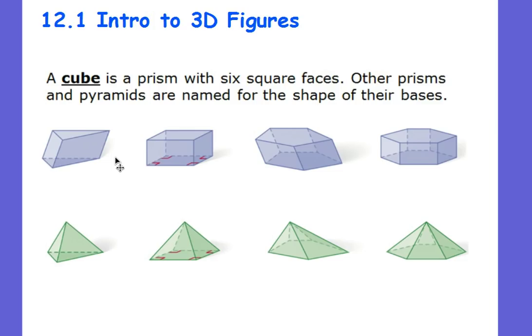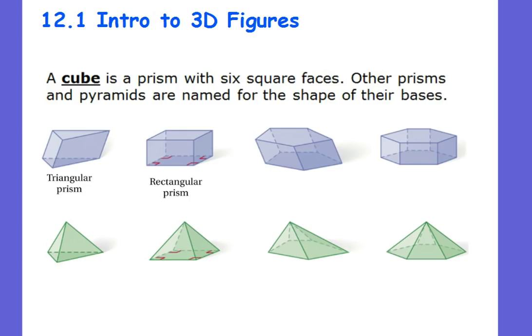And we name a prism by the shape of its base. So in this case over here, the bases are triangles. So we call this a triangular prism. You can go ahead and write that down in your notes. Right here, we've got 4 right angles. We don't know if the sides are congruent, but in this case, we could call this a rectangular prism.